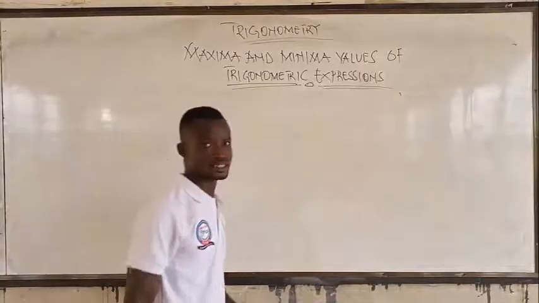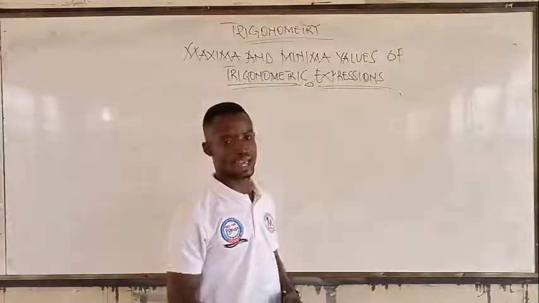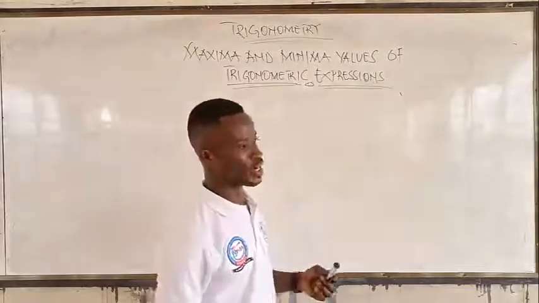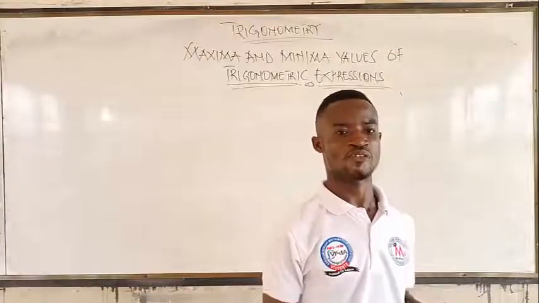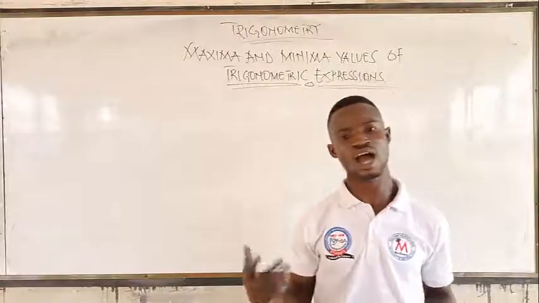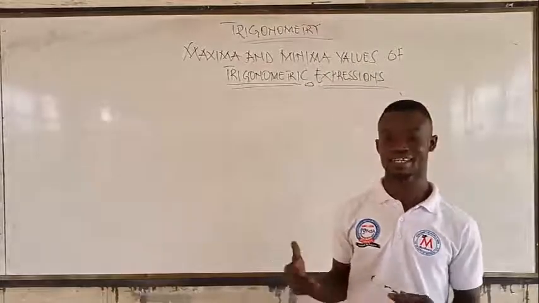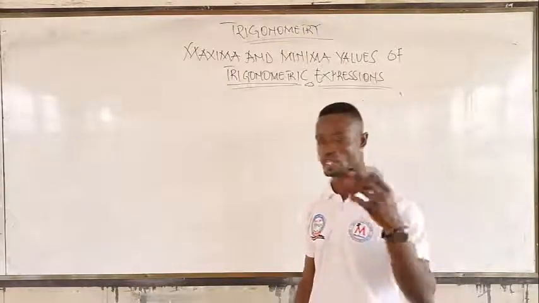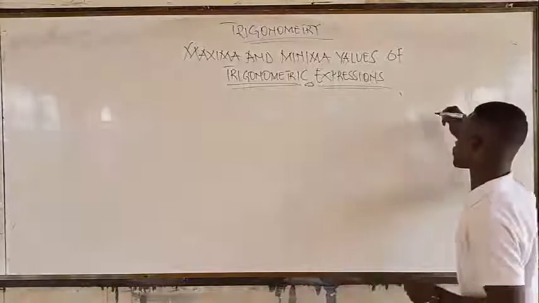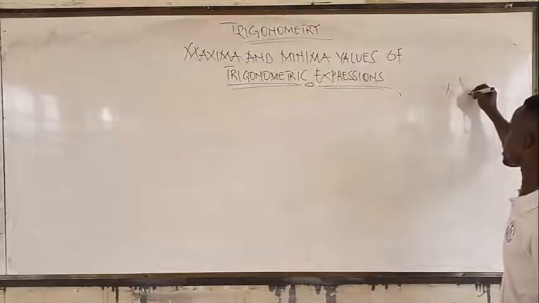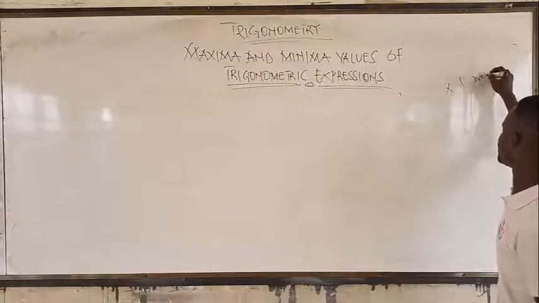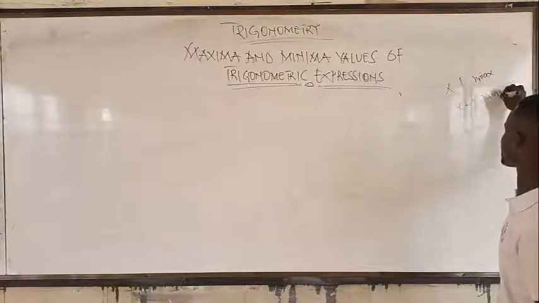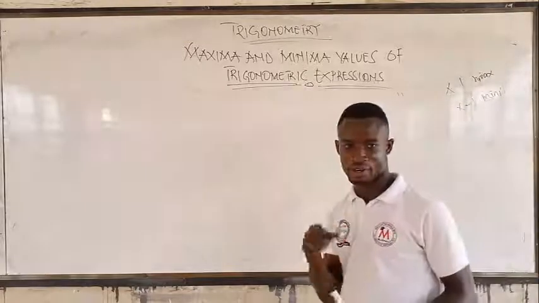So let's look at how to get the maxima and the minima value. Now don't forget, when you multiply the coefficient of sine theta or cos theta by 1 and negative 1, you are going to get the maxima and the minima value. So when you multiply the coefficient by 1, you get the maxima. When you multiply by negative 1, you get the minima. I hope it's clear. Very good, that's how it is.